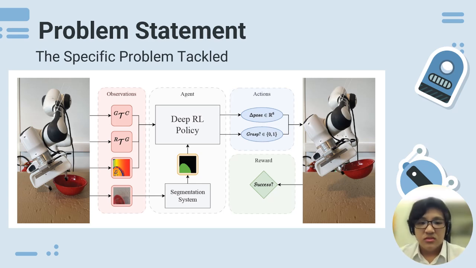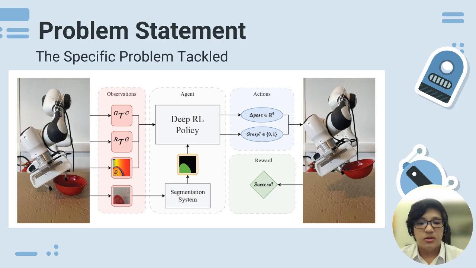So the specific problem tackled here is that the researchers designed a scenario where the robot is tasked with grasping objects placed on a table. The robot relies on visual input from an eye-in-hand RGB camera and its internal state sensor. This problem is modeled as a partially observable Markov decision process, or POMDP, where the robot must decide its actions based on incomplete observations. The robot's success is evaluated by a binary reward system: either the grasp succeeds or it fails.